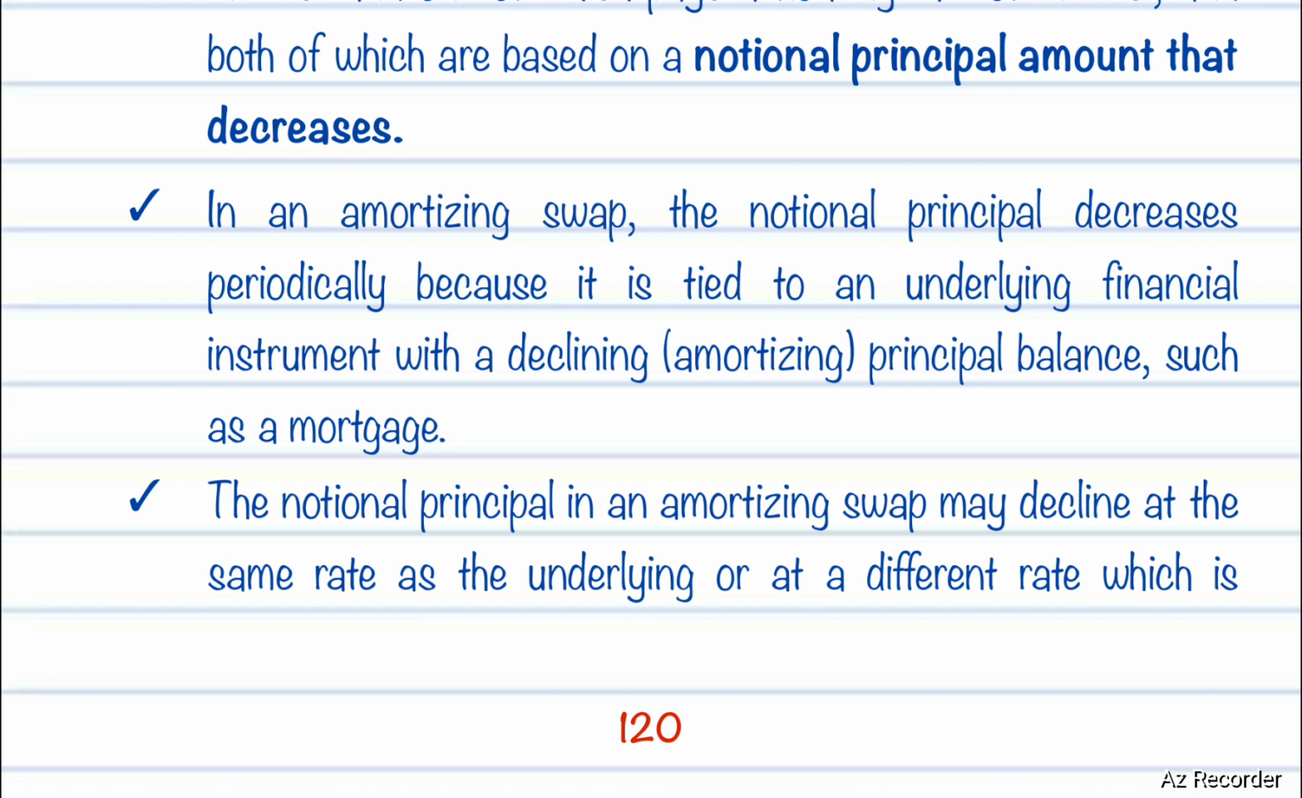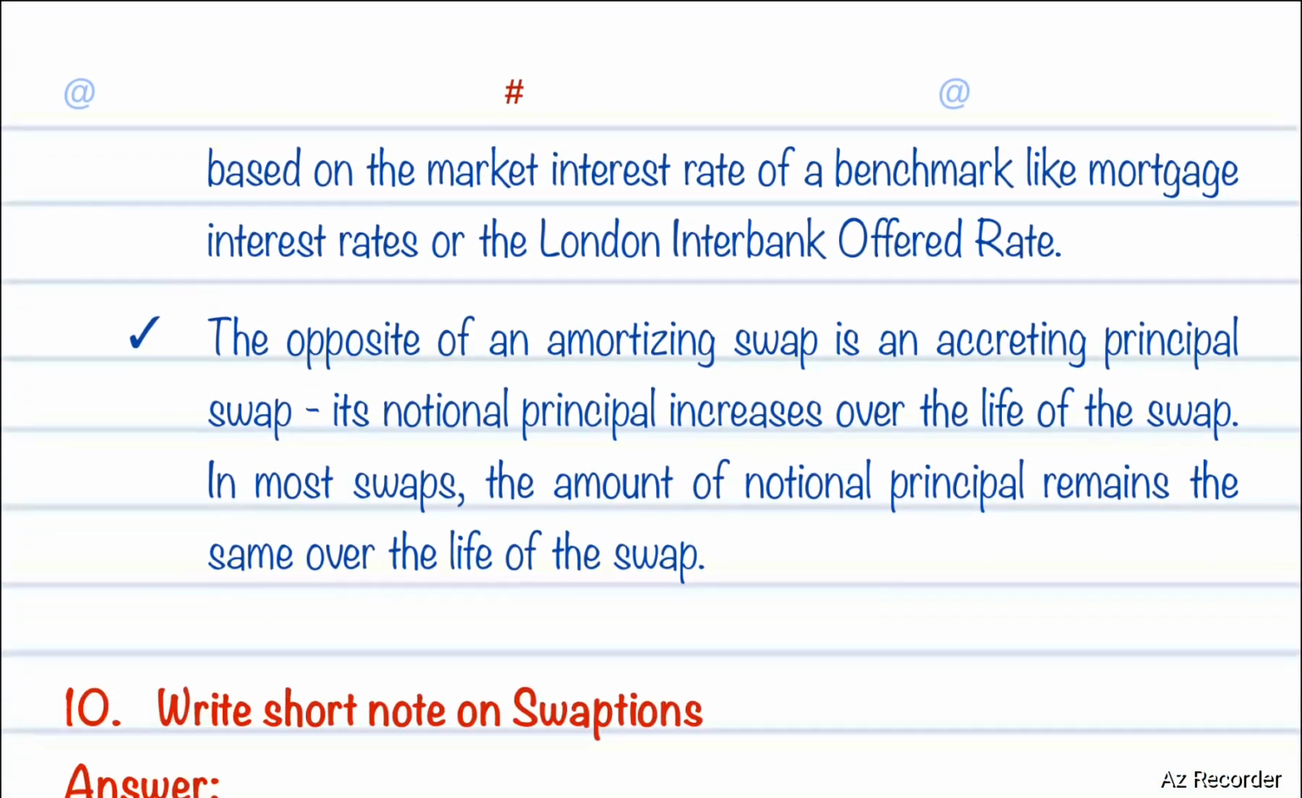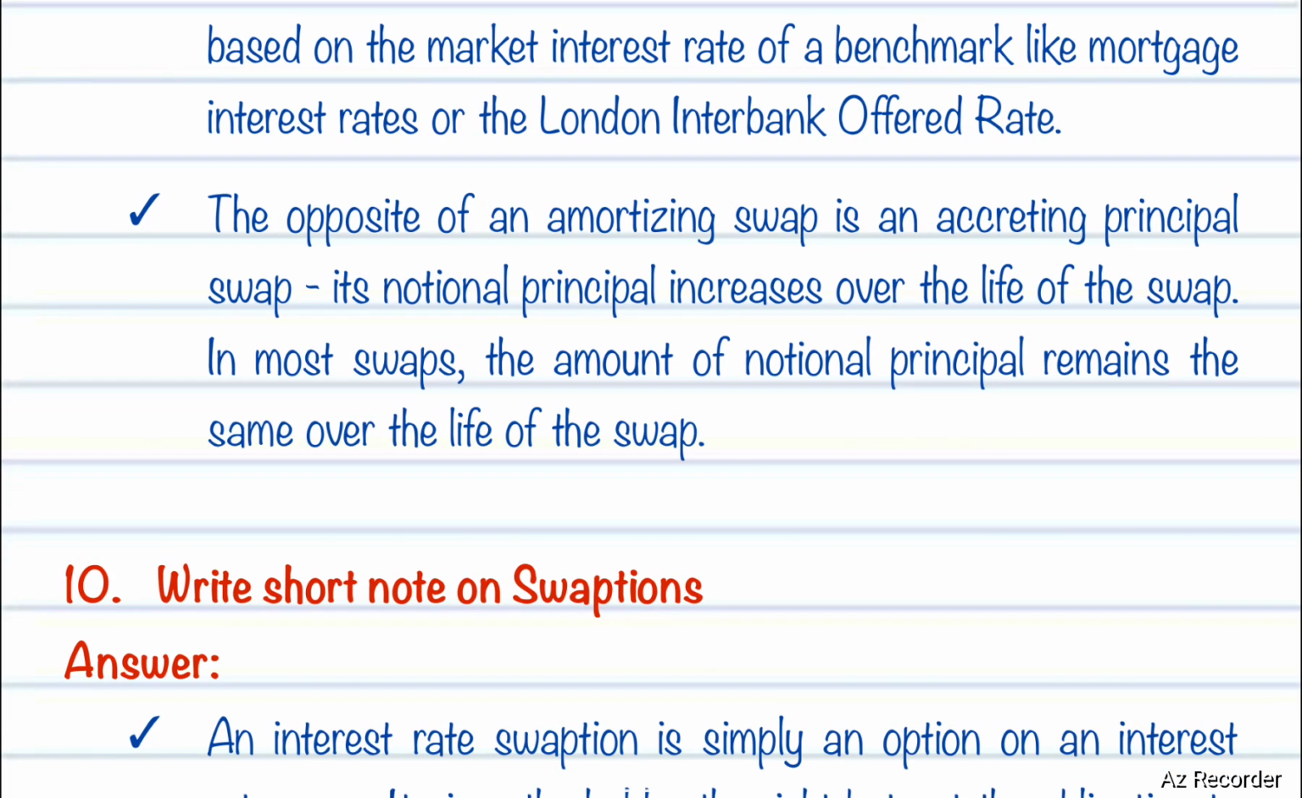The notional principal in an amortizing swap may decline at the same rate as the underlying or at a different rate, which is based on the market interest rate of a benchmark like mortgage interest rates or LIBOR. The opposite of an amortizing swap is an accelerating principal swap. Its notional principal increases over the life of the swap. In most swaps, the amount of notional principal remains the same over the life of the swap.